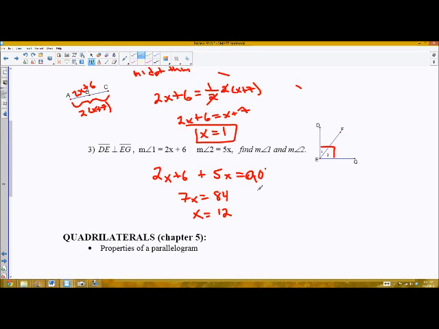But again, I'm looking for the measure of both angles, so I'm going to plug that 12 in, and I get that the measure of angle 1 is 2 times 12, 24, plus 6 is 30 degrees, which would make the measure of angle 2 60 degrees, since they add up to 90. So there's my two angles, and that is all the algebra examples that we have.